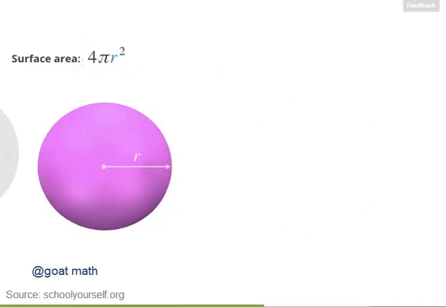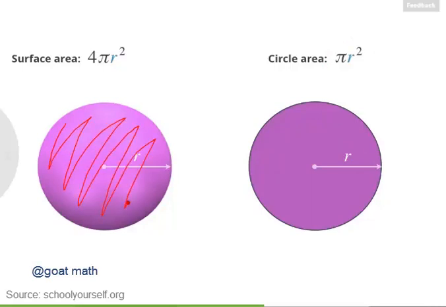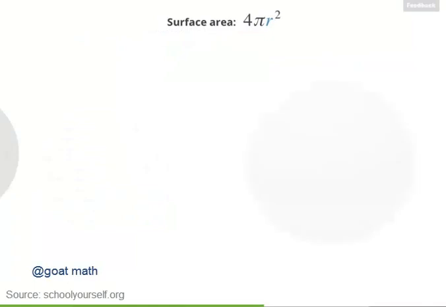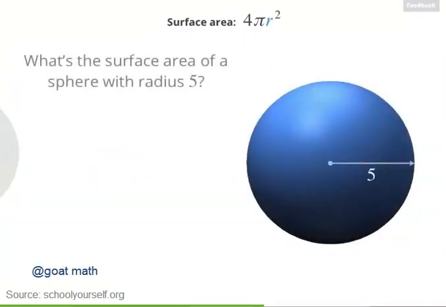So this is interesting. The area of a flat circle with radius r is pi r squared, while the surface area of a sphere with radius r is exactly 4 times greater. It's 4 pi r squared. Let's try this formula out on a sample problem. Here's a sphere, and suppose its radius is 5. What's the surface area of this sphere?